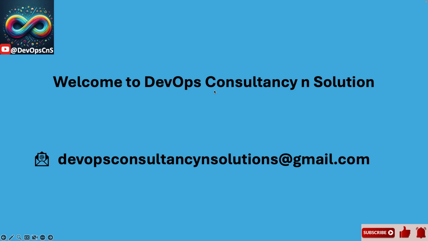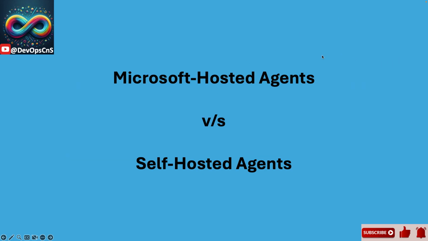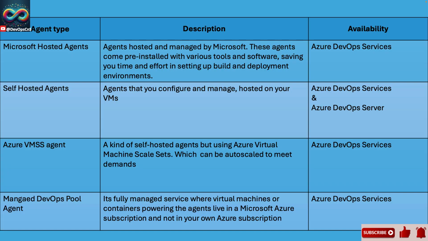In this video, we will talk and learn about agent pools in Azure DevOps. We will see what agent pools are and how we can create our self-hosted agent. Mainly, we can categorize agent pools in two categories: Microsoft hosted agents and self-hosted agent pools. So let's get started. There are four types of agent pools available in Azure DevOps.